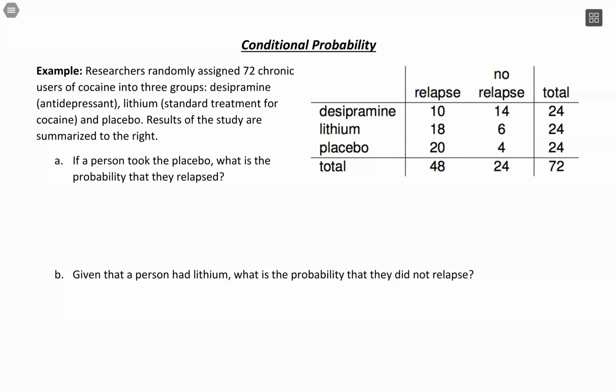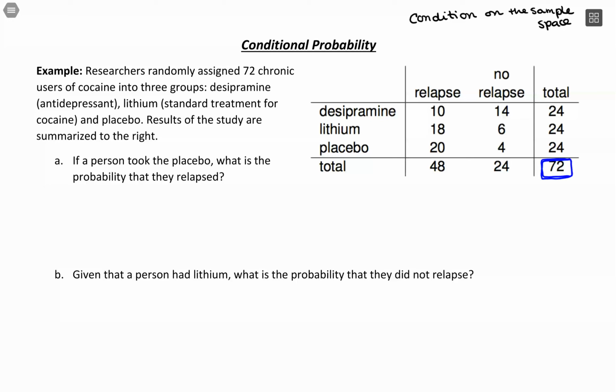So, conditional probabilities, the key is that there's some condition given. And what this condition does is it gives us a condition on the sample space. With the rules that we've used so far, for the denominator of our fractions, we're typically using everything. So we're going to go back to this data with the 72 chronic users of cocaine, and we had this grand total for our sample space, that's 72. So for most calculations, 72 would stay our denominator.